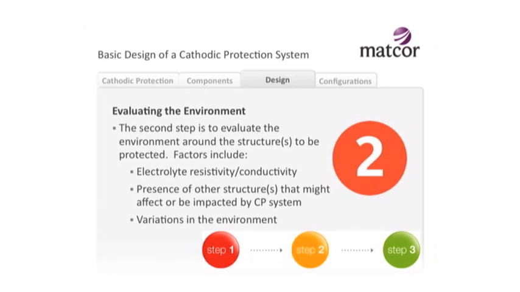The second stage is to evaluate the environment around the structure. It says evaluate the structure. I need to fix that slide. I apologize.